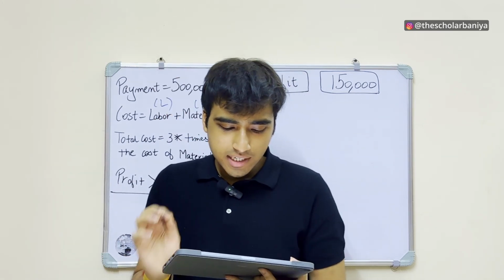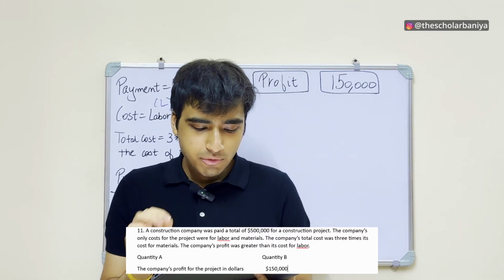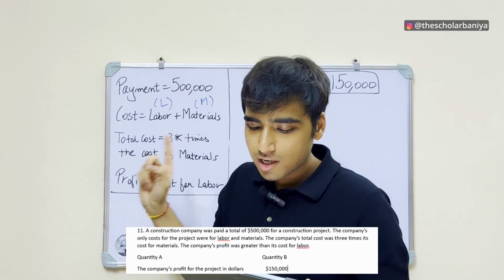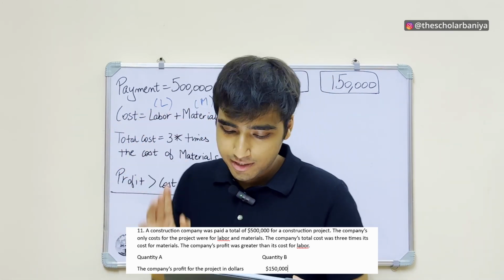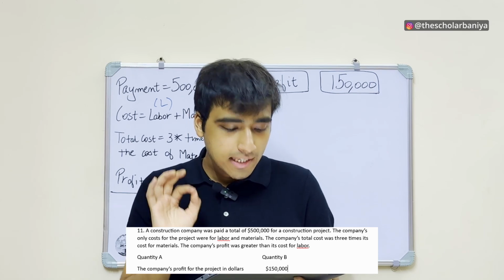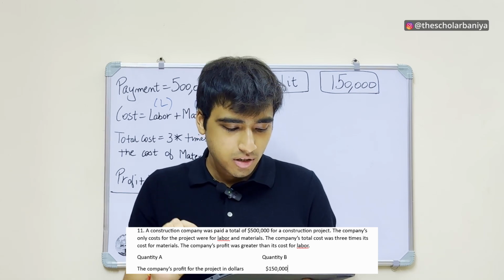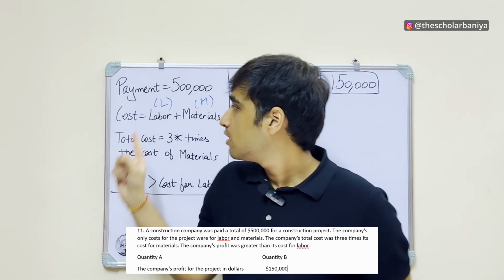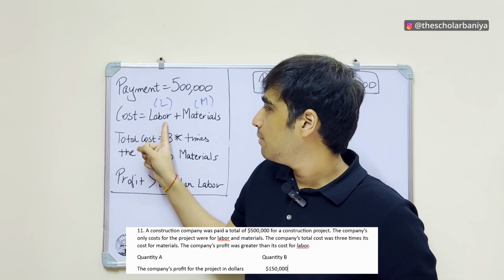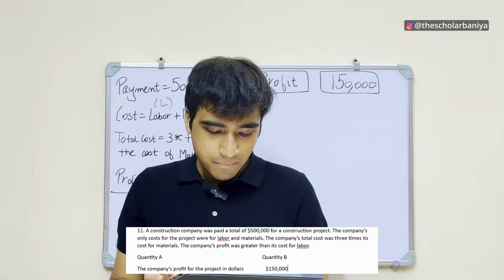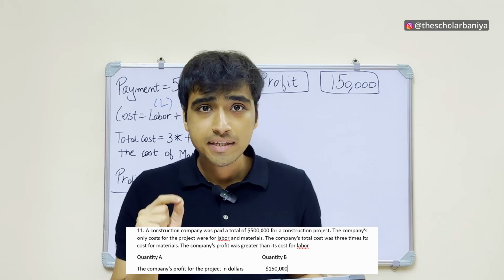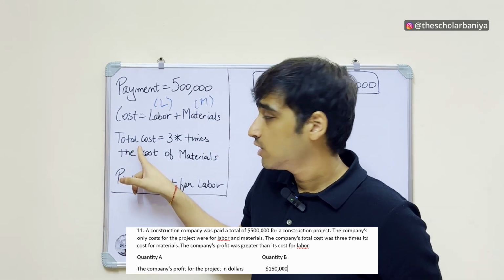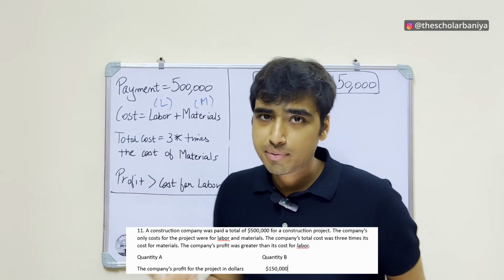In this question, we are given that a construction company was paid a total of $500,000 for a construction project. So this was the total payment. The company's only costs for the project were for the labor and the materials. So the cost included labor and materials, right? The company's total cost was 3 times the cost for materials. So the total cost for the company was 3 times the cost of materials.